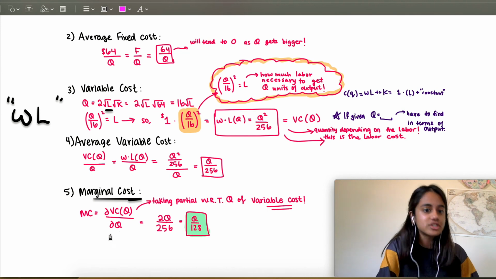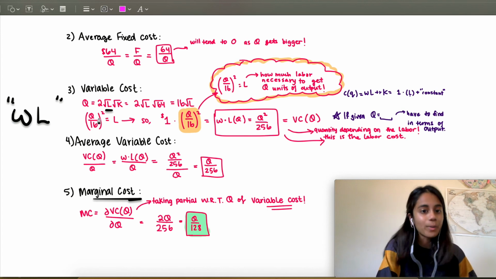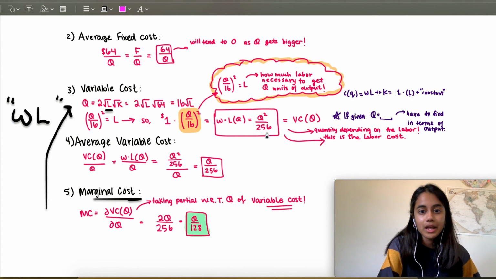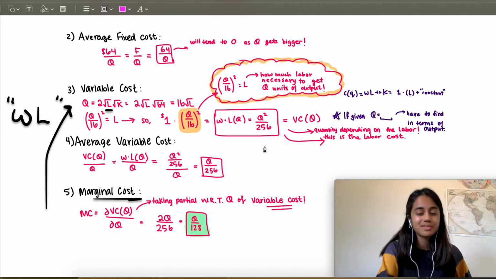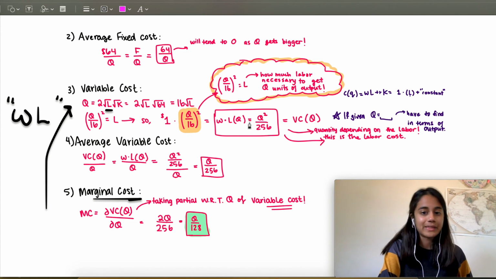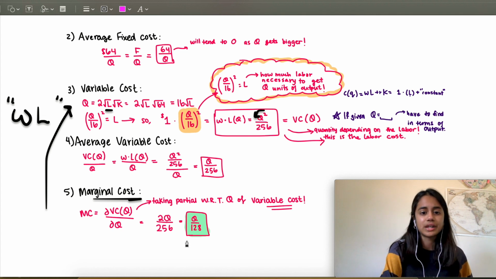So you're just taking the derivative of our variable cost function. Go back to our variable cost, right? We have Q squared over 256. That's why I kind of distributed it. Makes the derivative easier. Bring that 2 down, right? That's how to take derivatives. And then you simplify it. It'll be like 2Q over 256, and you're going to end up getting Q over 128.